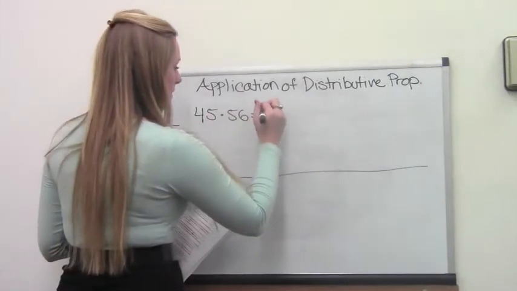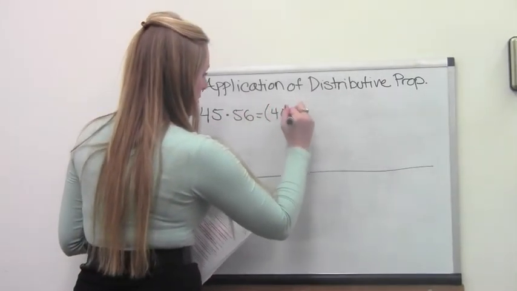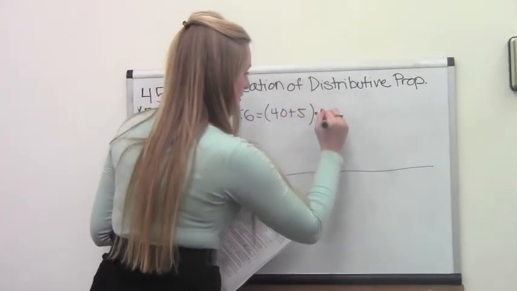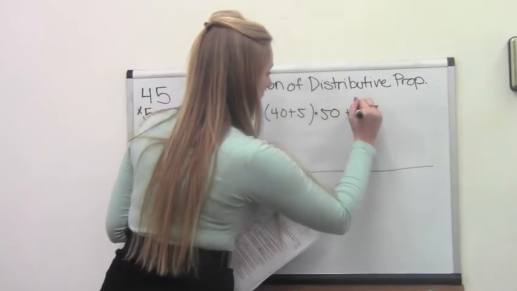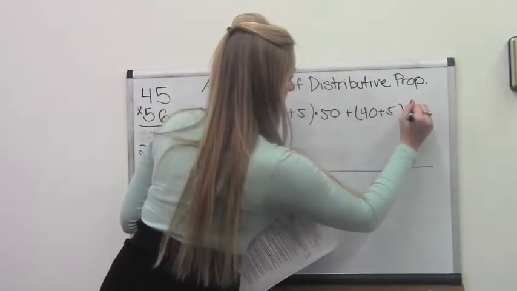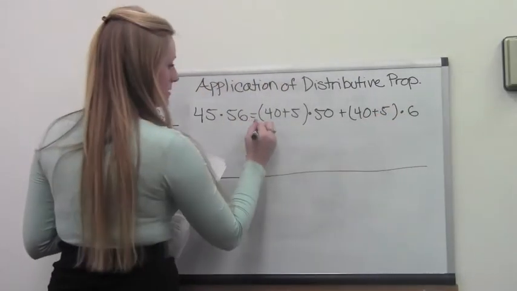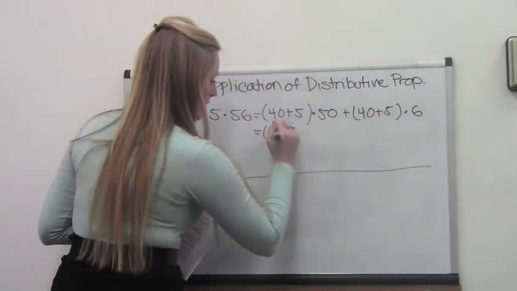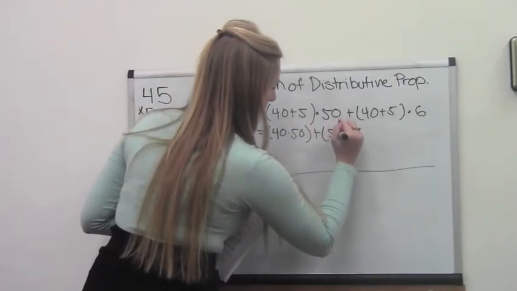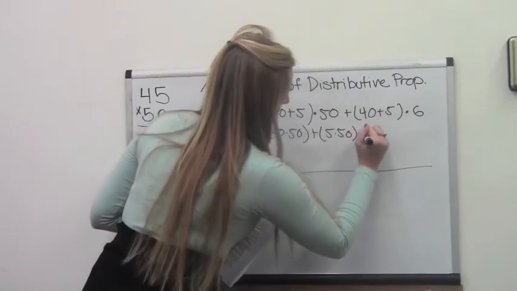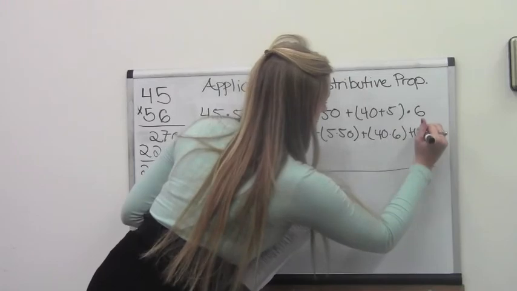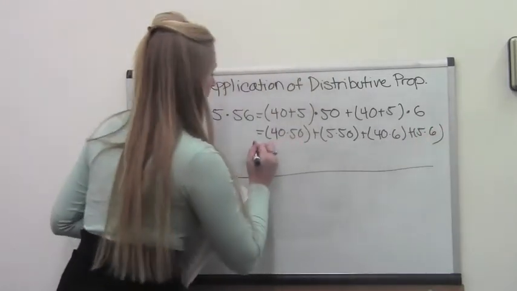But for example, we can break this into 40 plus 5, which simply decomposes 45, times 50, as well as 40 plus 5 times 6. We should be able to see that this is the same as 40 times 50 plus 5 times 50 plus 40 times 6 plus 5 times 6.